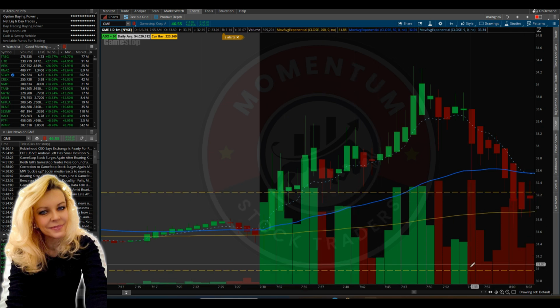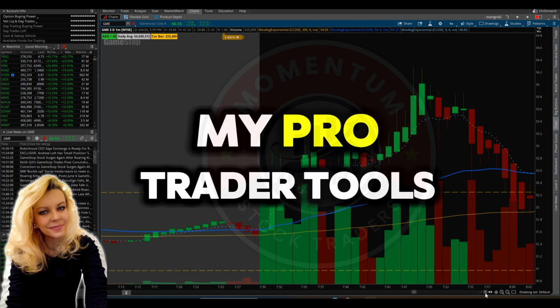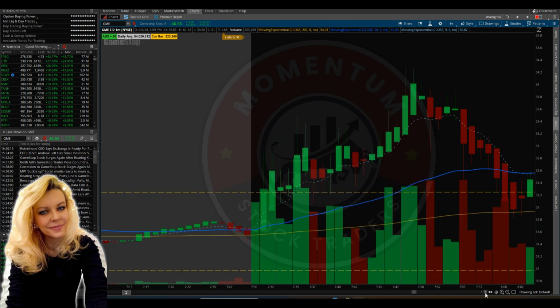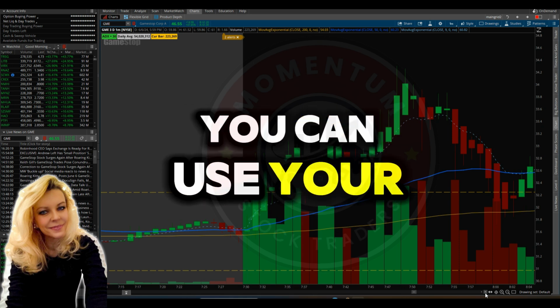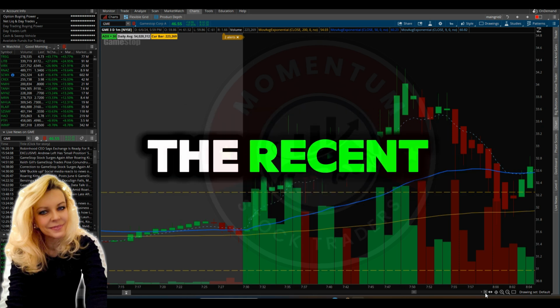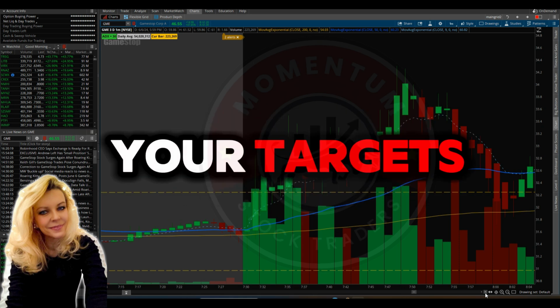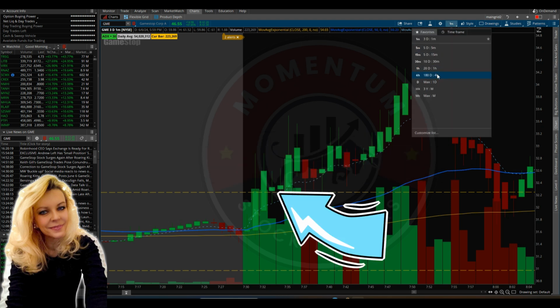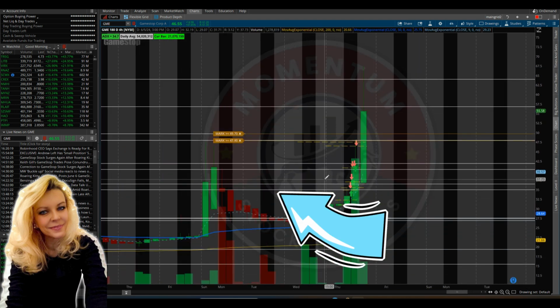And again, if you don't have my Pro Trader tools to put these targets on your chart for you, the down and dirty way of doing it is you can use your 4-hour chart and use the recent previous levels to draw your targets. And I went ahead and drew some of these yellow dashed lines to show you my targets based on the 4-hour chart. Now, I don't normally do this because my tool puts all of my lines on here. These white horizontal lines are the lines the tool puts on here.